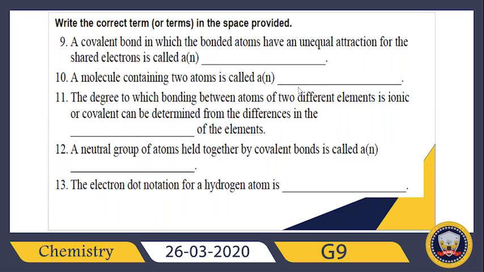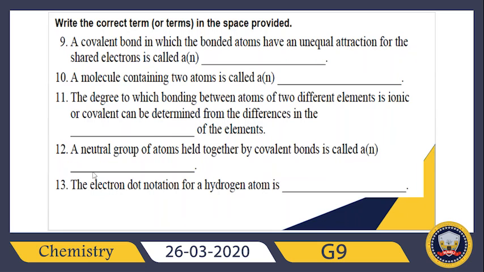Now, number 11. The degree to which bonding between atoms of 2 different elements is ionic or covalent can be determined from the differences in what of the elements? How can we determine if it's ionic or covalent? I will give you a second to think. Differences in the electronegativities of the elements, and I explained this before.